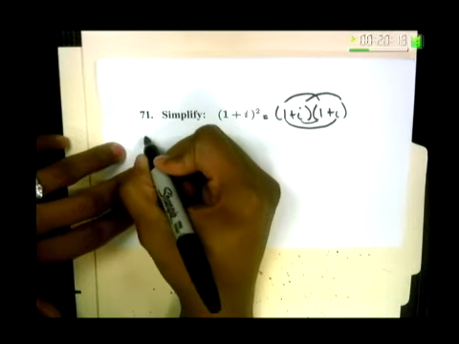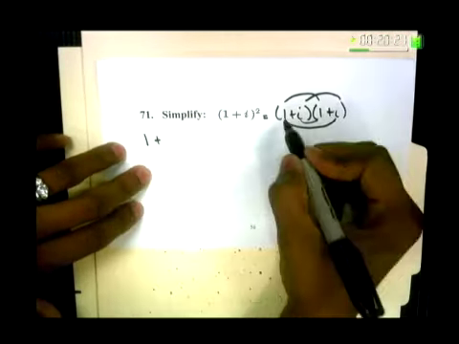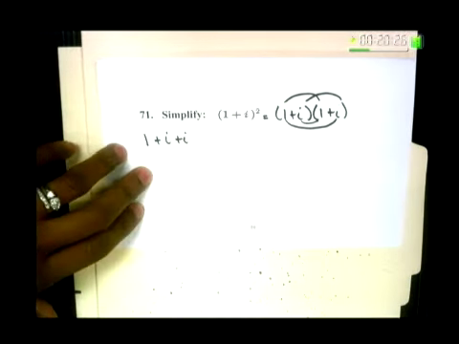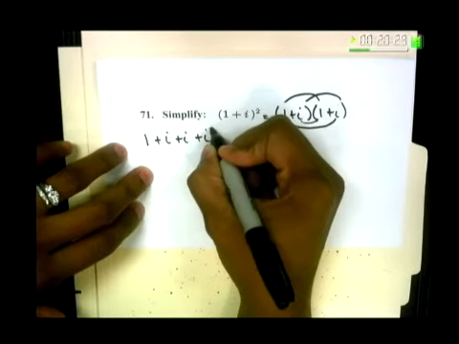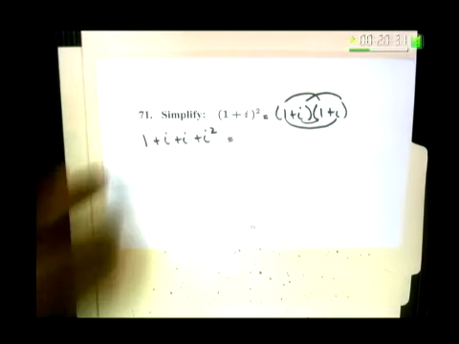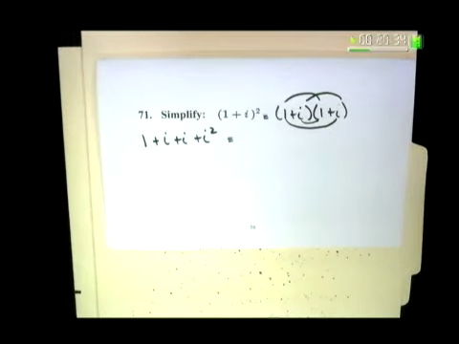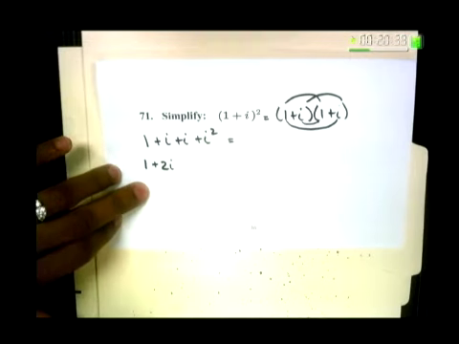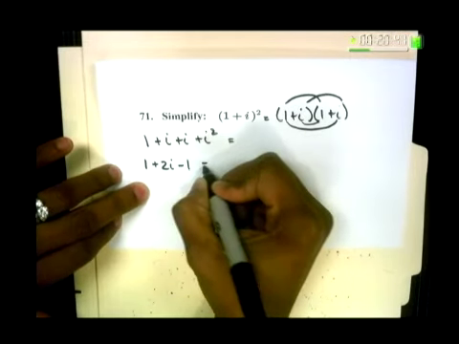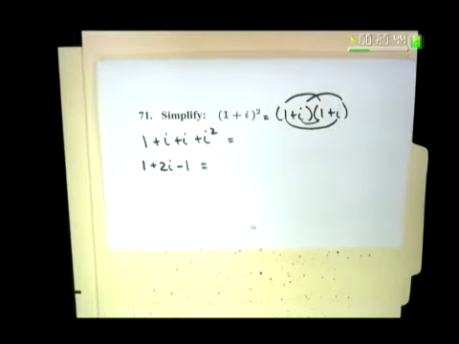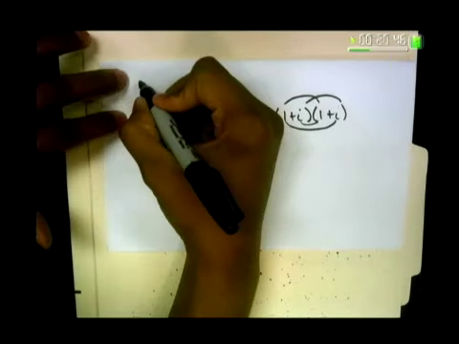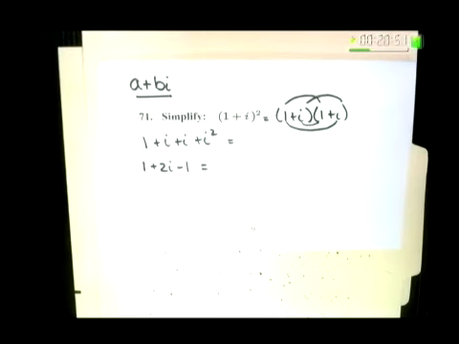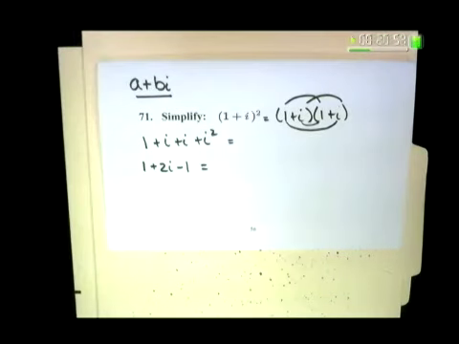So we would do 1 times 1 is 1, plus 1 times i, which is i, plus i times 1, which is i, plus i squared. And so, a step ahead of me there, we combine the i's, so it's 1 plus 2i, plus i squared, which is -1. Remember, the goal is to have an answer that's in the form a plus bi. So if you have i squared in your answer, you haven't finished.